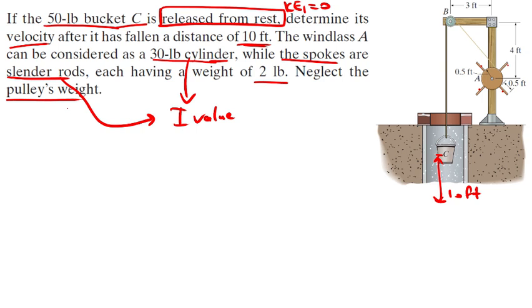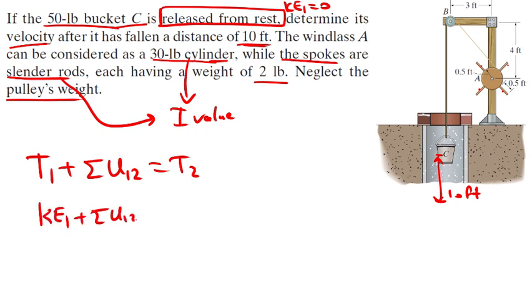Okay. Let's start to find the velocity. With our famous formula, it will be T1 plus U1-2 equals T2. Or you can say the kinetic energy at 1 plus U1-2 equals the kinetic energy at 2. The question says at point 1, T1 is 0, kinetic energy is 0, because it is at rest. Then we need to find the work.